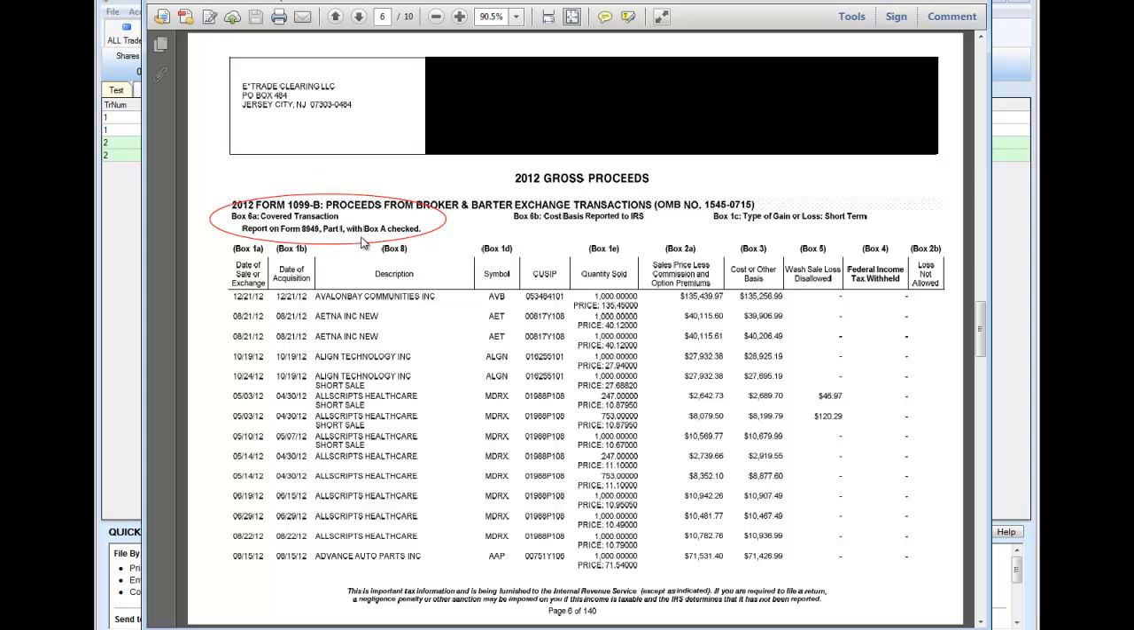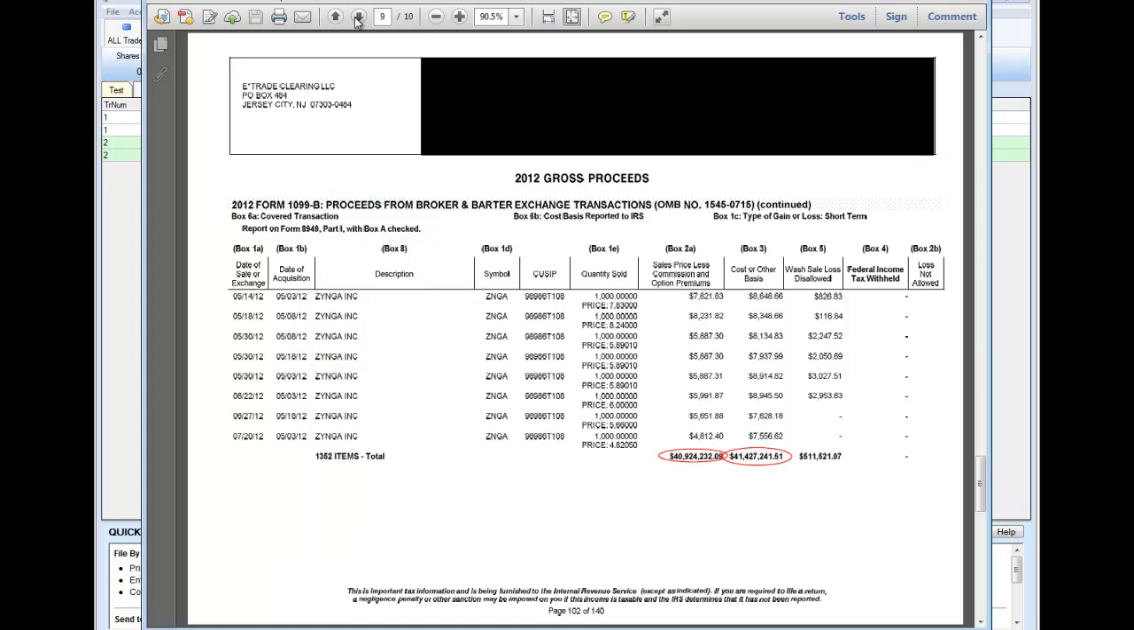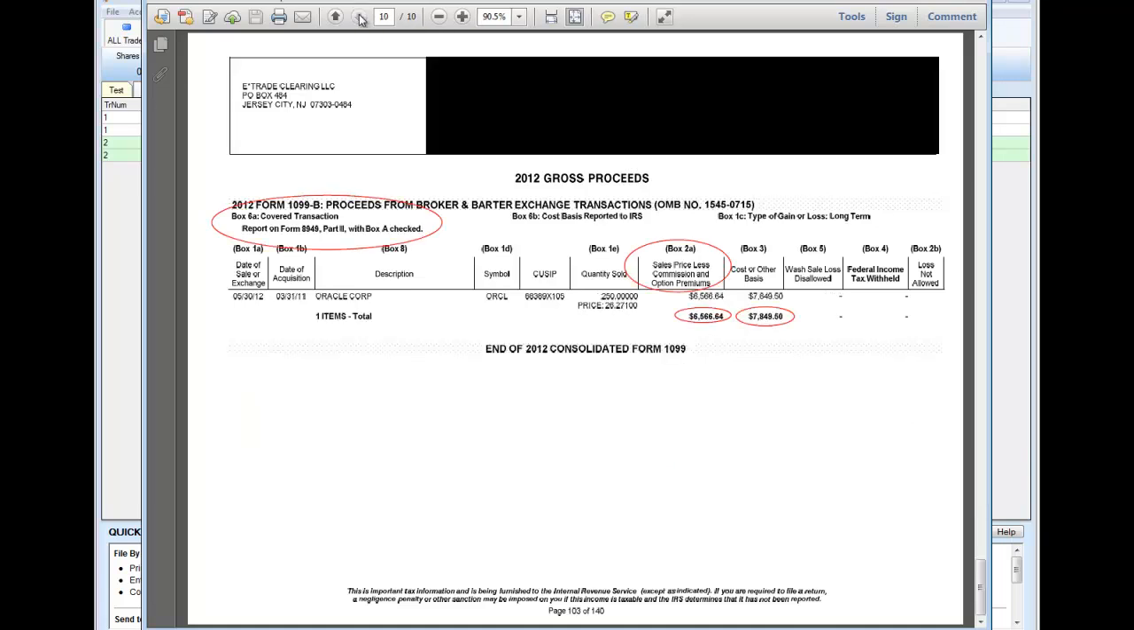Next, they have another section on page 6 here. You notice here, this is for box A. This is short-term covered securities. And so we're going to go to the bottom of this section, and we're going to get our total for cost basis, what we'll need, and there's our total for sales. Now remember, we have to add this with the sales number that we saw in the earlier section. So there's two sales numbers we have to add together.